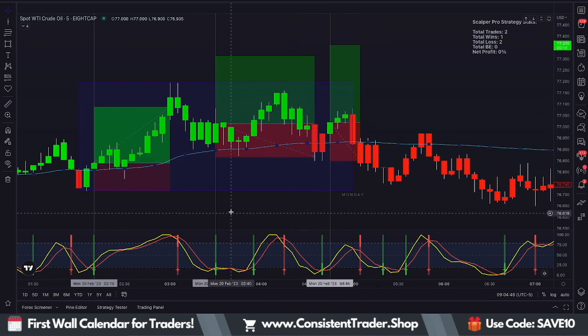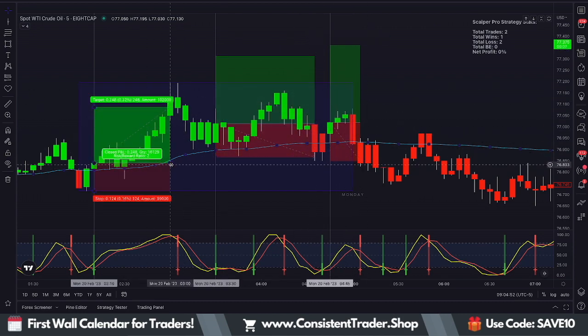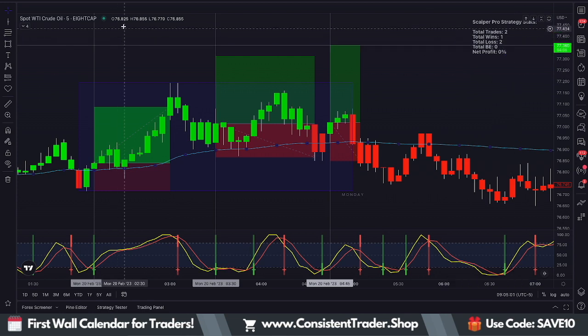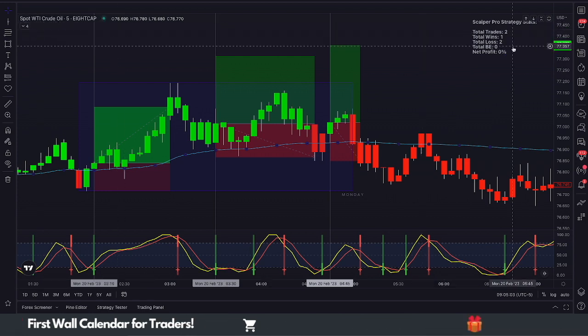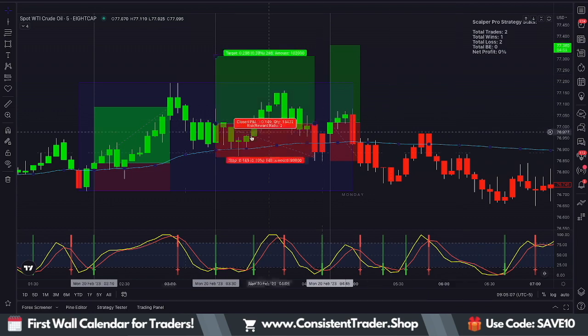But obviously price did not continue into our direction, and we had another losing trade, so making this an overall very choppy London Killzone. But it's also a US bank holiday, so I'm not expecting too much. And on spot WTI crude oil, we ended up with a net profit of 0% for the day.